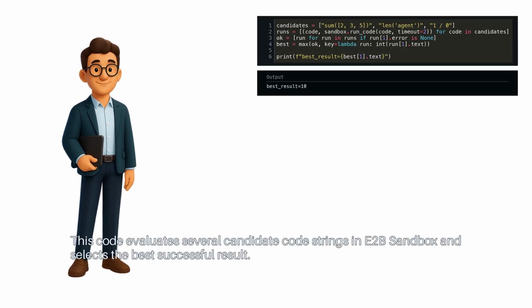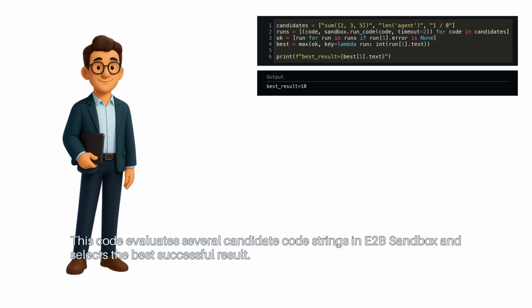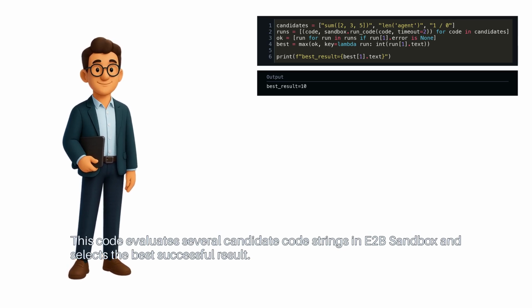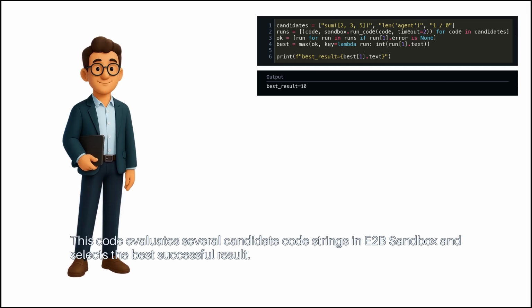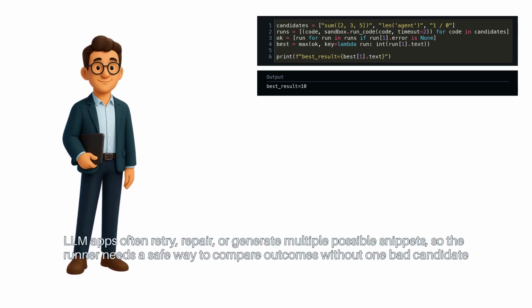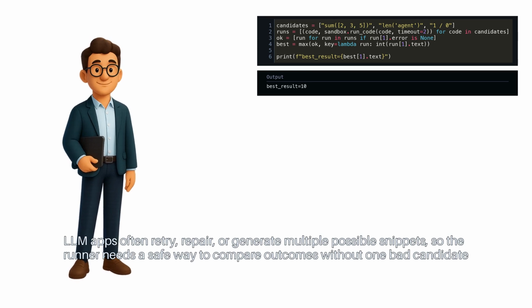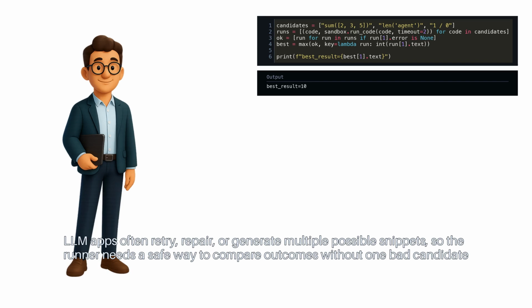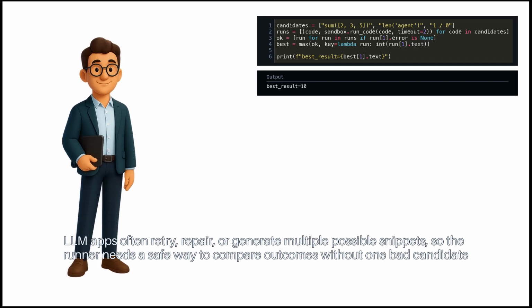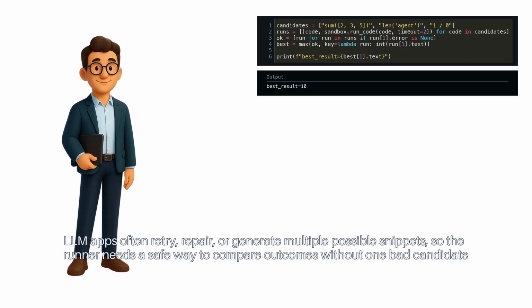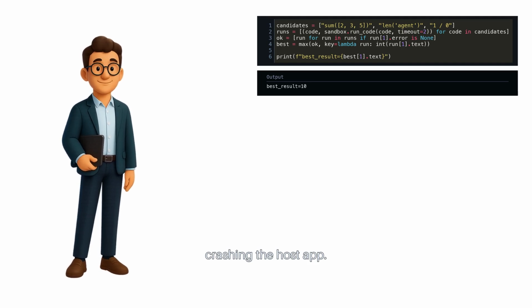This code evaluates several candidate code strings in E2B Sandbox and selects the best successful result. LLM apps often retry, repair, or generate multiple possible snippets, so the runner needs a safe way to compare outcomes without one bad candidate crashing the host app.